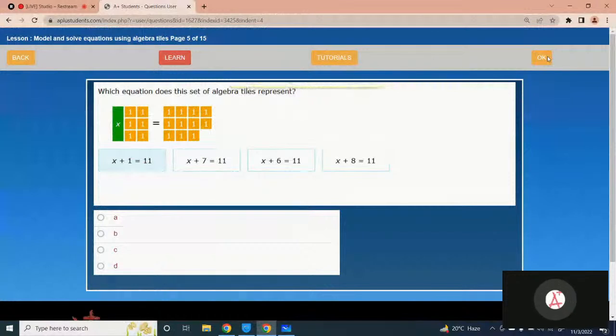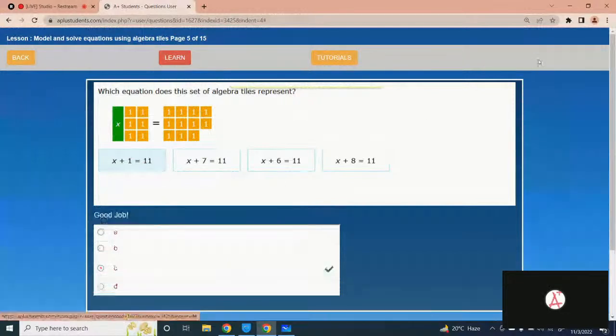So it would be x plus 6. And on the right hand side, you have 11 orange tiles. So it must be x plus 6 equals 11. Got it? Option number C is the correct option. Yes, the third one, very good. It would be x plus 6 equals 11. So just select the correct option and click on the OK button.